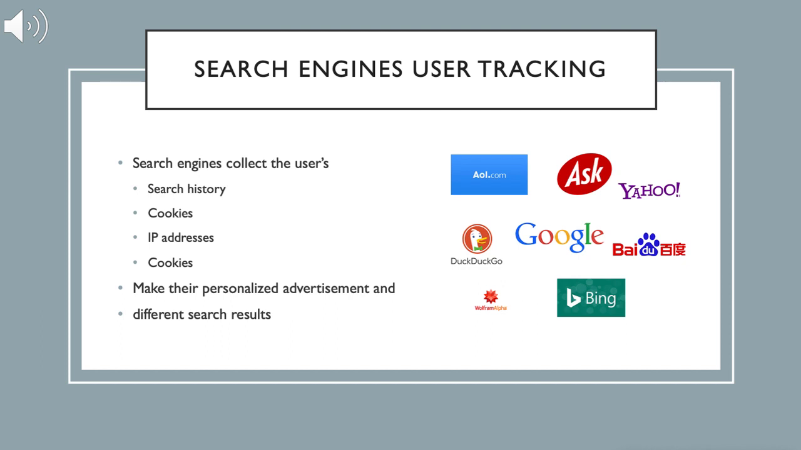The first major method is search engine user tracking. Search engines collect your search history, cookies, IP addresses, and click-through history. They use this information for profiling, which is compositing a consumer persona based on browsing, shopping, and social media preferences. They gain information about each user, making them personalized advertisements and different search results.